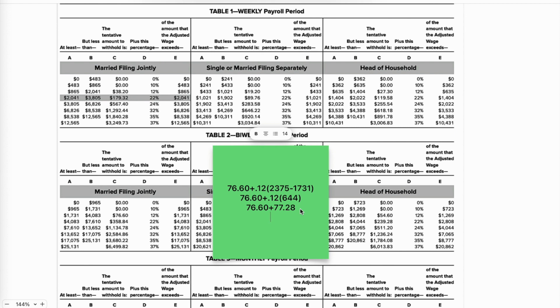So now I just have to add those two values together, and that will give me the final amount that should be deducted from the paycheck. So when I add these up, I get 153 and 88 cents. So this should be the federal income tax that is withdrawn from her paycheck, in addition to FICA and state taxes and anything else that might need to be deducted.